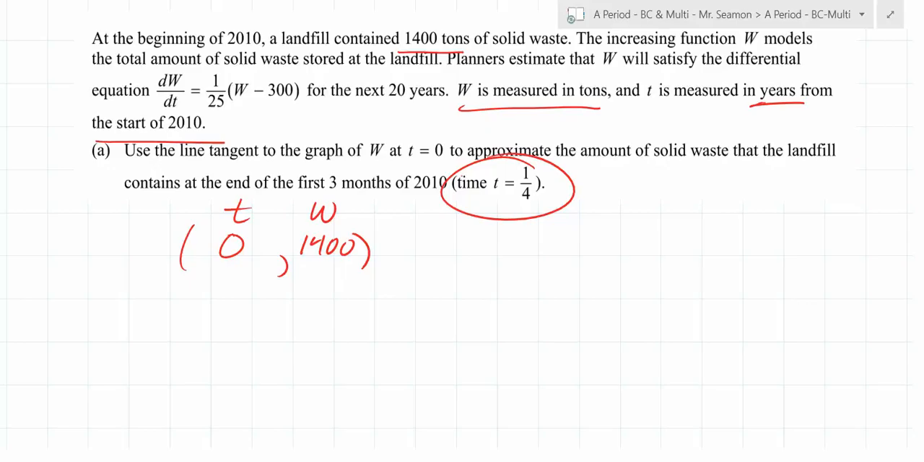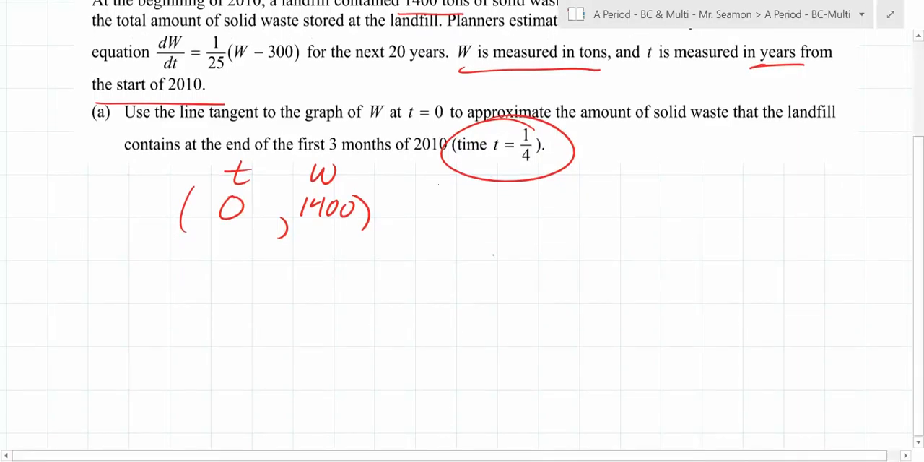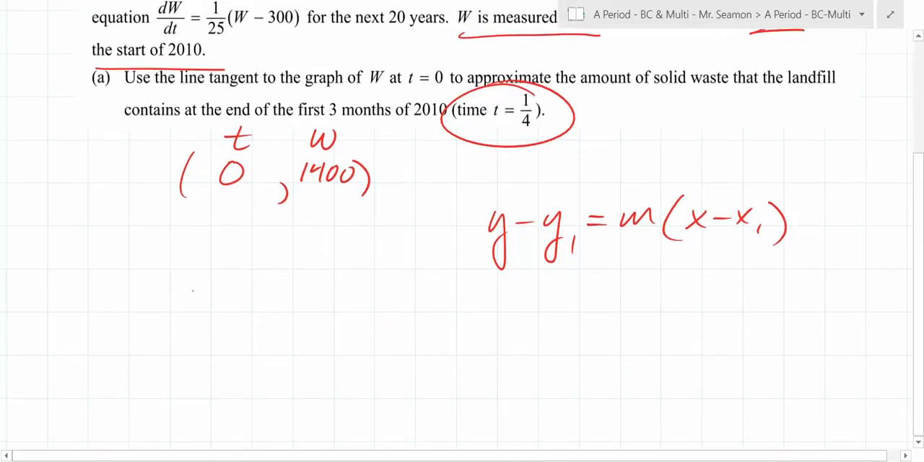I would imagine that by not saying that, about 5% of people would just put in T equals 3 months. They put in 3. So you're using point slope form, y minus y1 is equal to m times x minus x1. So in this case, what are you going to write? Y minus, okay, you could do y minus 0, sure. Equals, what's the slope?